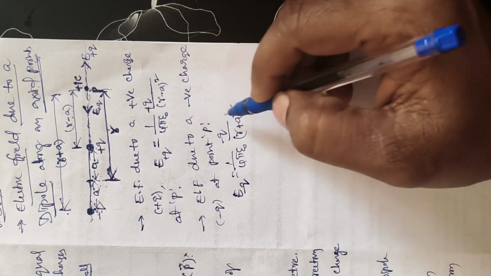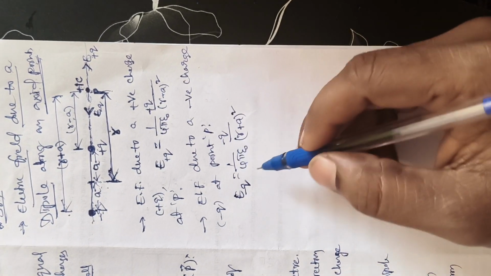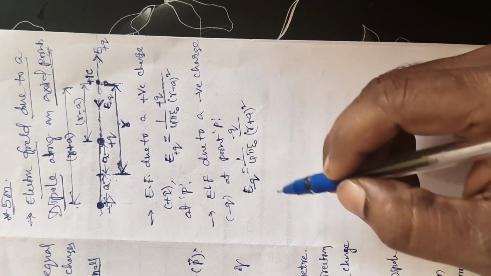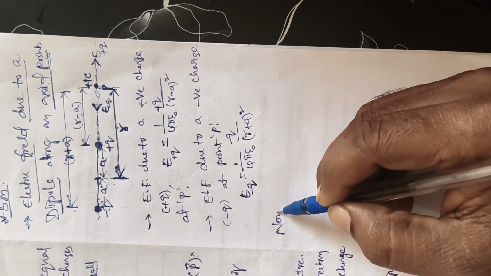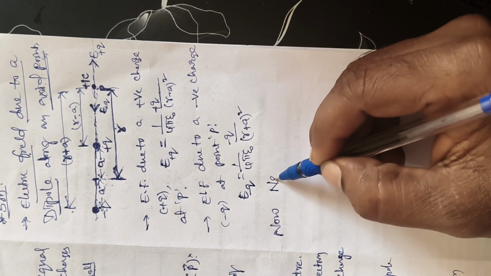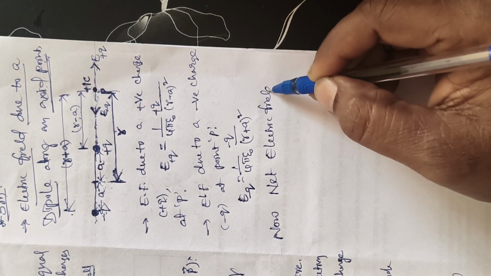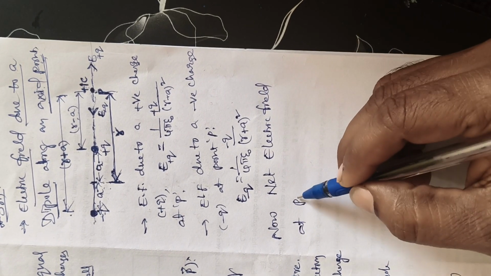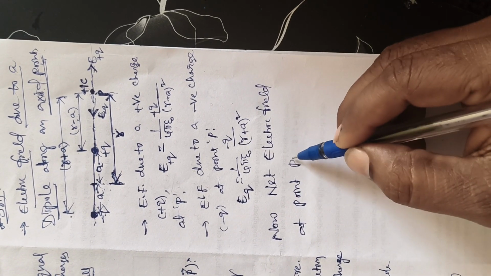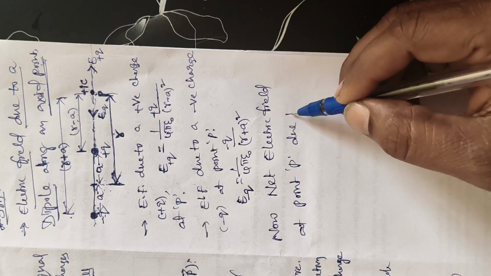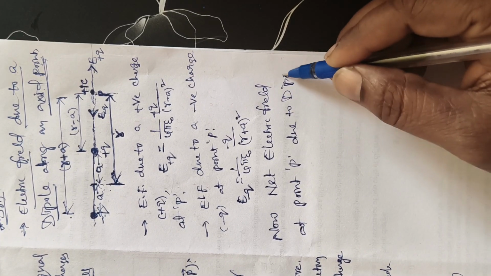So these are the two equations for the electric fields of the individual charges at point P. So now, the net electric field at point P due to the dipole.